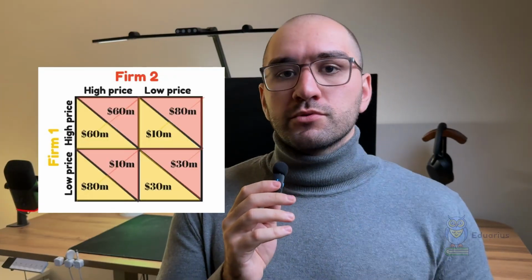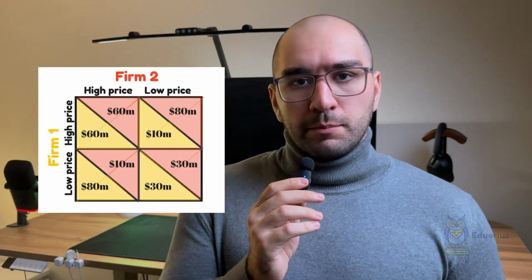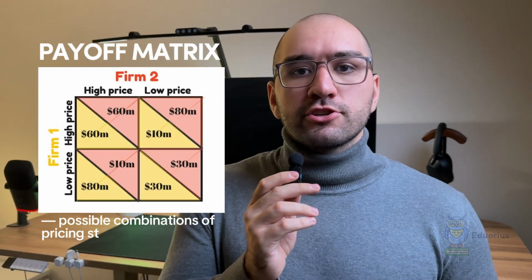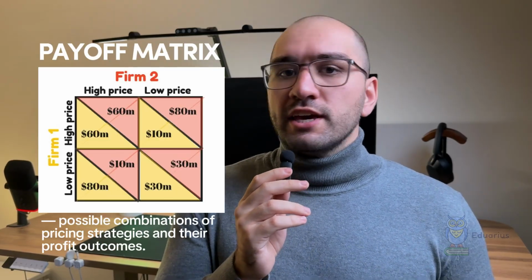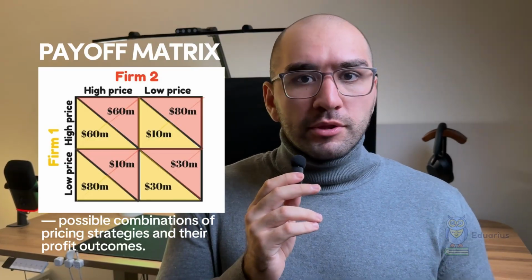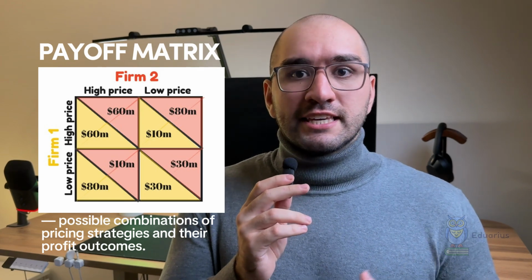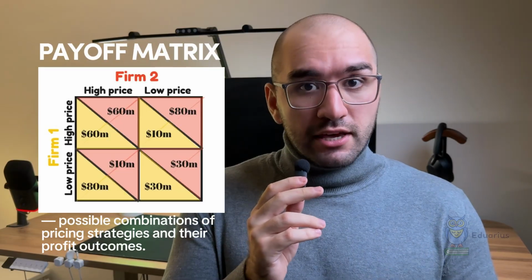In order to illustrate it, there's a game theory which displays the strategic behavior of 2 firms. Here's the payoff matrix of 2 firms which have 2 options: to decrease and increase the prices. Payoff matrix shows the possible combinations of pricing strategies and their profit outcomes. We have to find the dominant strategy for each of the firms. A dominant strategy is a strategy that gives a better payoff than any other strategy a player can choose.